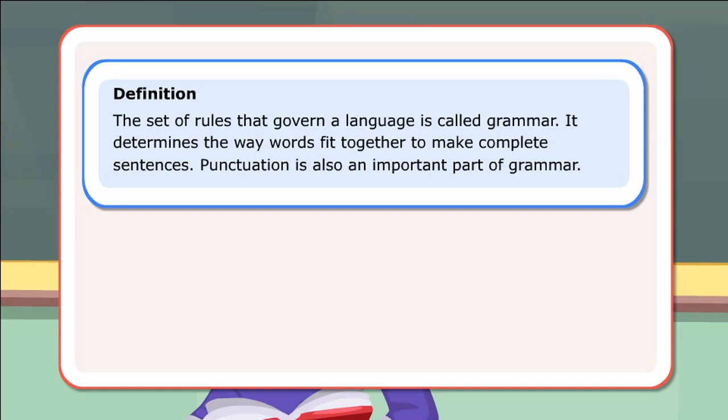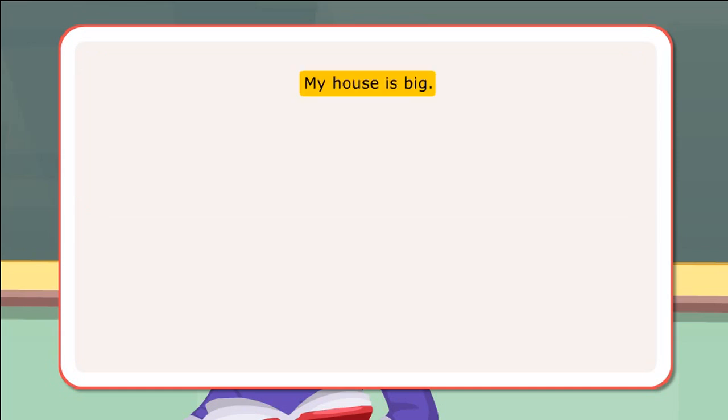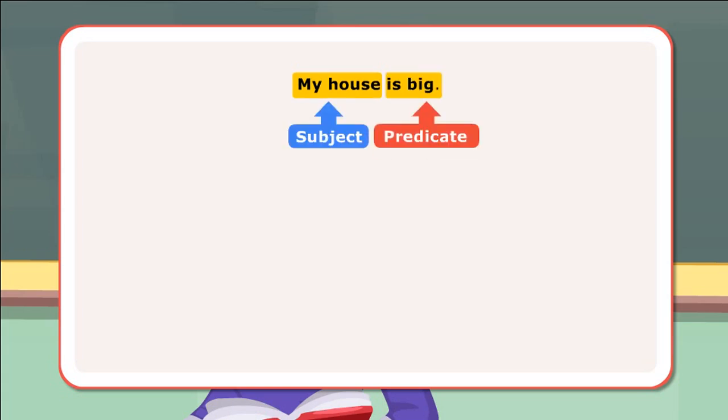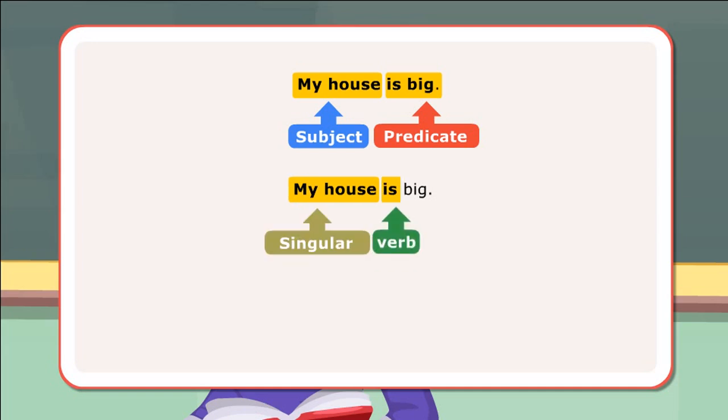A sentence is a group of words that make complete sense. Example: my house is big. A sentence has a subject and a predicate. Example: my house is the subject and is big is the predicate. A singular subject needs a singular predicate. Example: my house is singular, so we use the verb is in the predicate: is big.